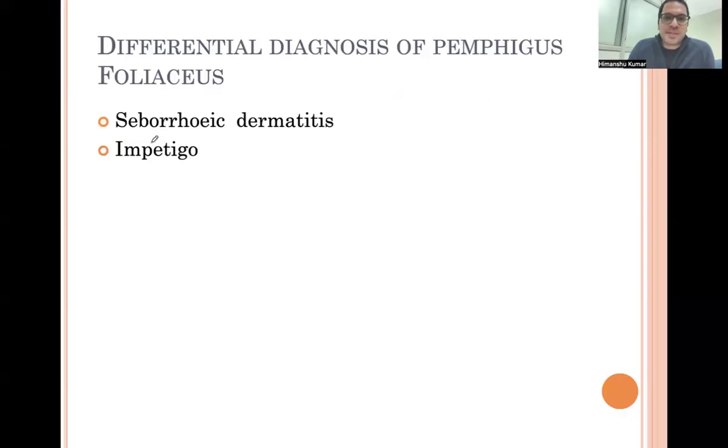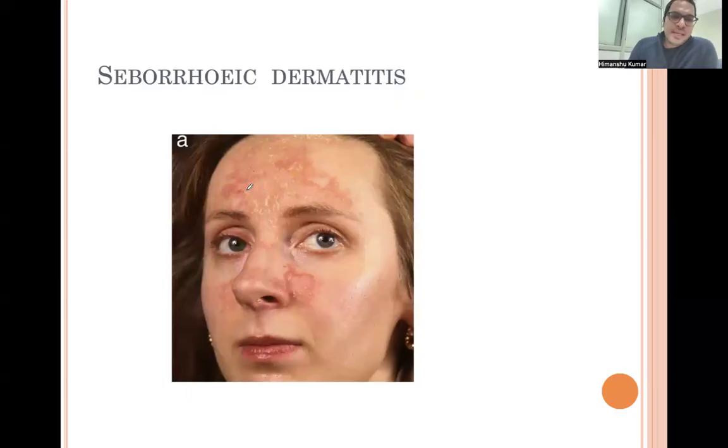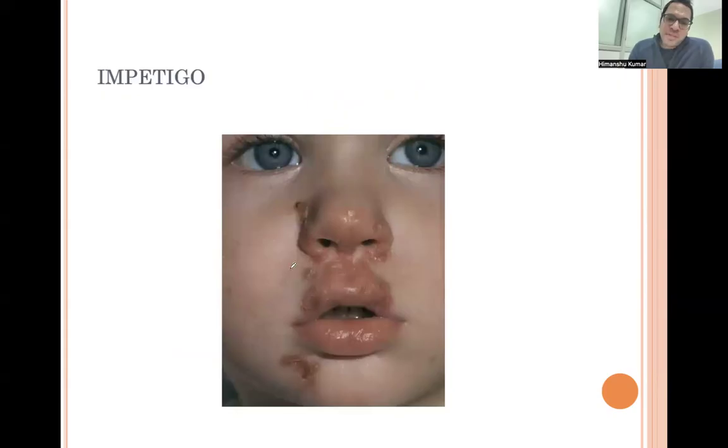Now, differentials of pemphigus foliaceus, there's two main differentials, seborrheic dermatitis and impetigo. Now, seborrheic dermatitis will have scaly rash, then will be quite itchy, on and off course, but pemphigus foliaceus will be more persistent. Impetigo, more common in children, usually short-lived, can be easily differentiated from pemphigus foliaceus because it happens around the lips. So impetigo mainly around the lips, while foliaceus, we just discussed, can happen on the back, chest, and your seborrheic areas.